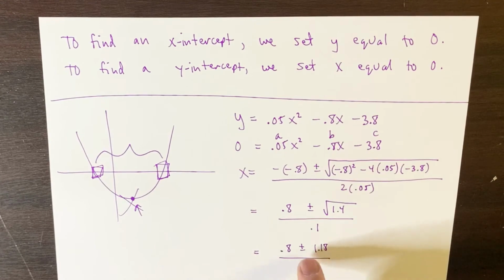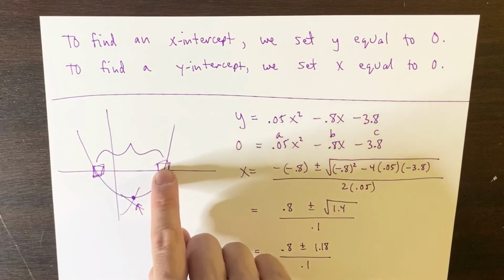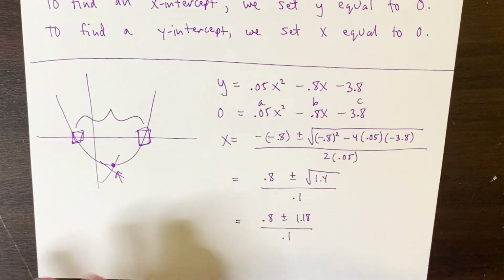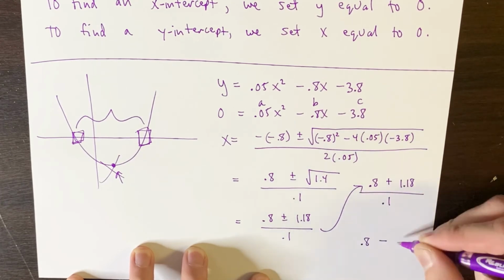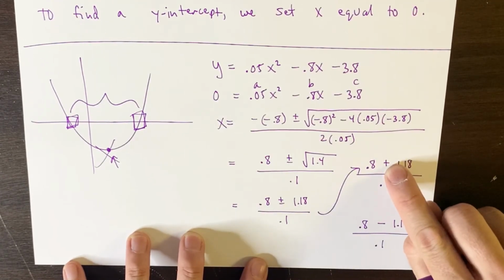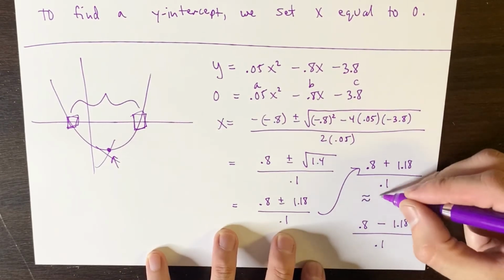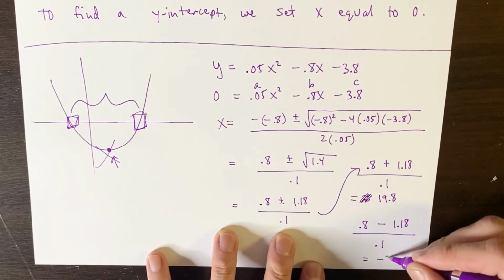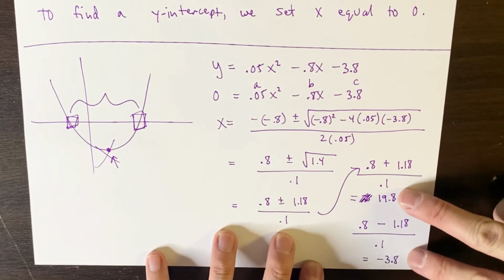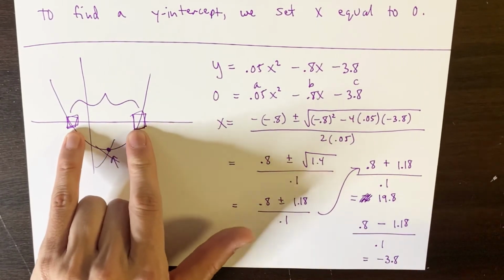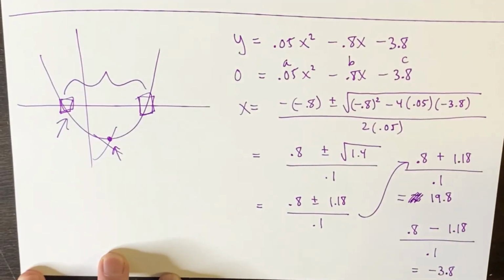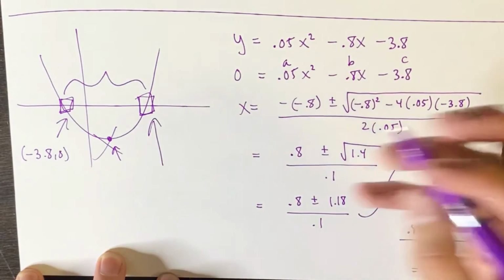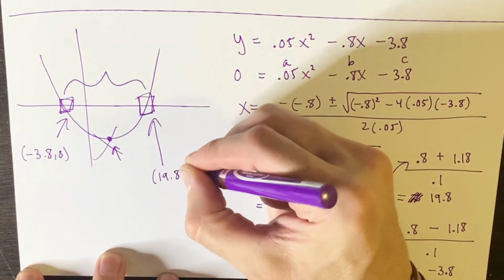So now I see that I am about to have two answers, which is good because I have two vehicles. I have two x-intercepts. So now the plus or minus can be broken up into two different setups. So I have the plus case and the minus case. So this first answer should be about 19.8. It's actually exactly equal to that. And this one down here should be about negative 3.8. So these two numbers represent the locations of the vehicles. So this one here was at negative 3.8 comma 0. And this one here was at 19.8 comma 0.